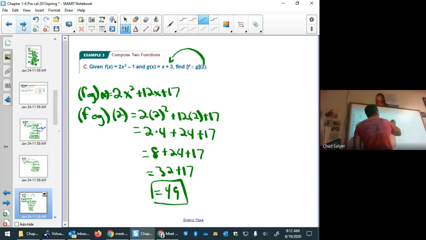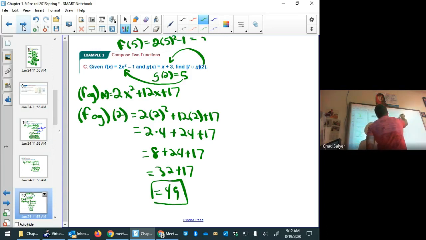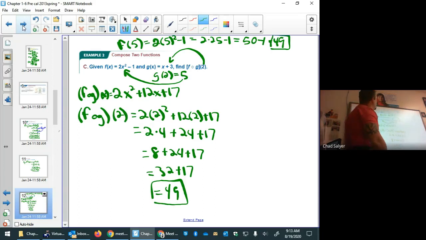Now, I think the way they wanted you to do it here was to plug 2 into g. So that's g of 2 equals 5. And then you plug 5 in here. And you're going to get f of 5 equals 2 times 5 squared minus 1, which is 2 times 25 minus 1, which is 50 minus 1, or 49. So the same result can be found by using that diagram method. But I find the first way I did it to make a little more sense to me.